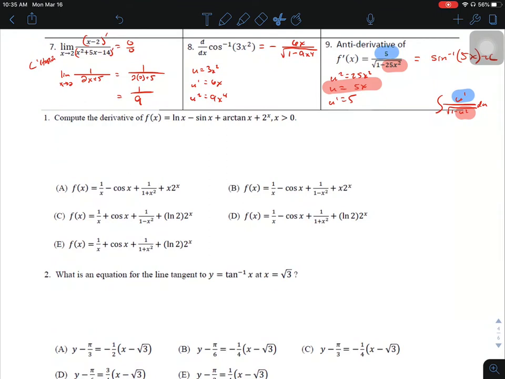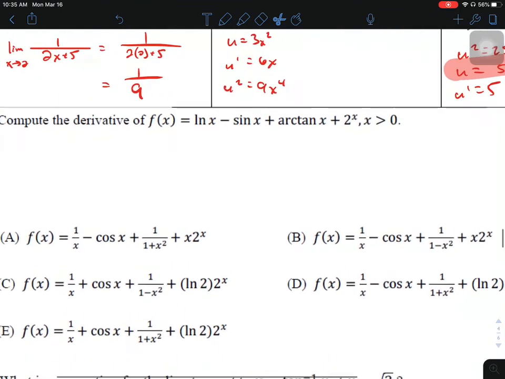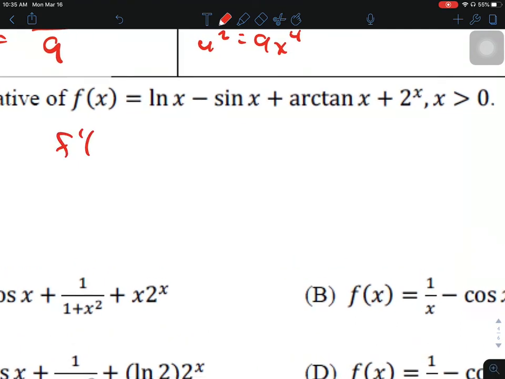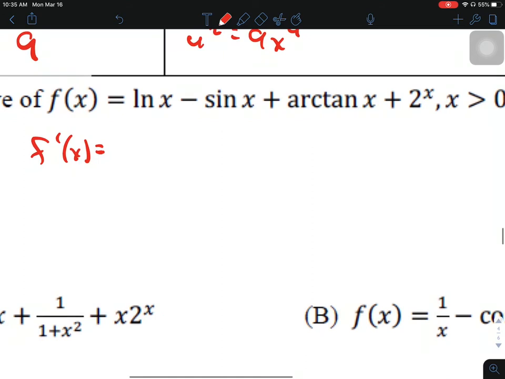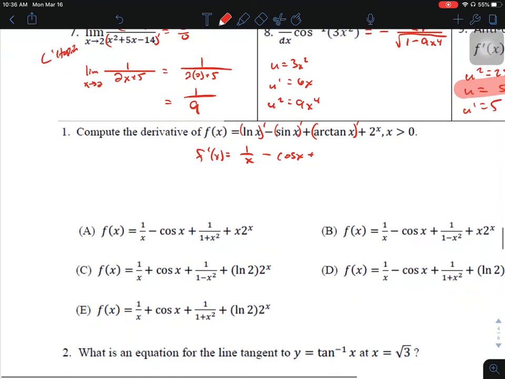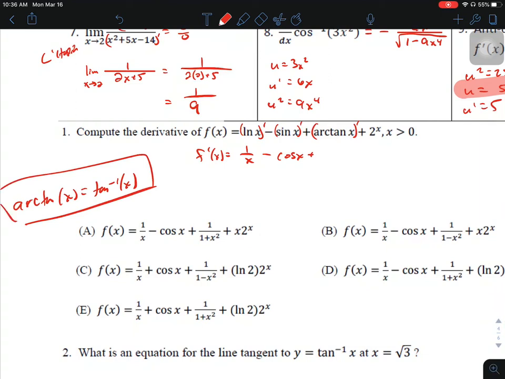Looking at number 1 here, compute the derivative of this monstrosity. This shouldn't be too hard. It's just applying thousands of rules that we learned in the past. The derivative of natural log of x is 1 over x. The derivative of sine of x is cosine of x. The derivative of arctangent, just a reminder that arctangent of x is equivalent to saying tangent inverse of x. Should have mentioned that in the notes, and I didn't think of it, quite frankly.